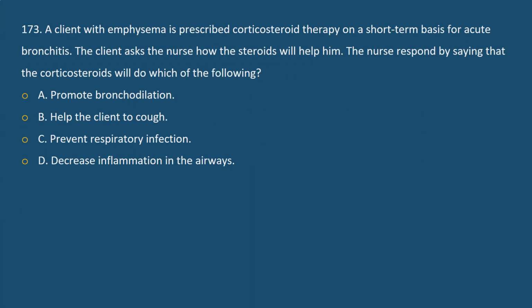Question 173. A client with emphysema is prescribed corticosteroid therapy on a short-term basis for acute bronchitis. The client asks the nurse how the steroids will help him. The nurse responds by saying that the corticosteroids will do which of the following: A. Promote bronchodilation, B. Help the client to cough, C. Prevent respiratory infection, D. Decrease inflammation in the airways.